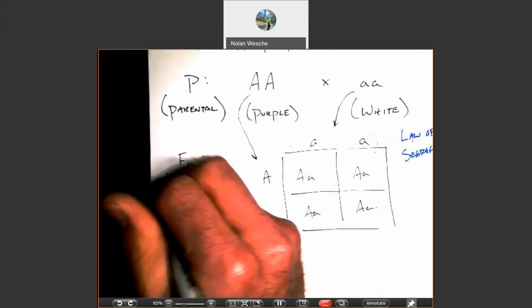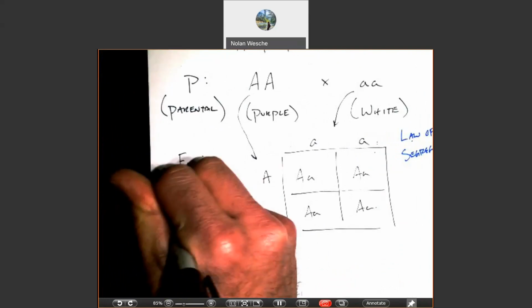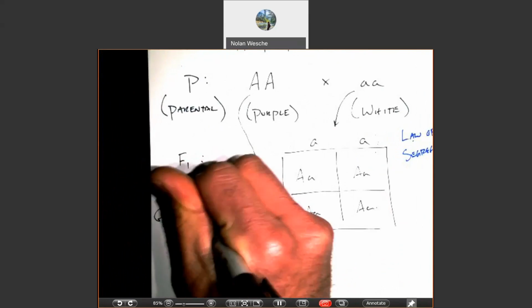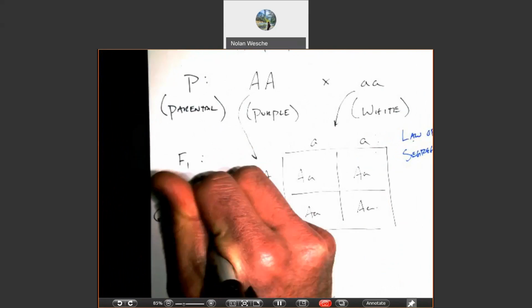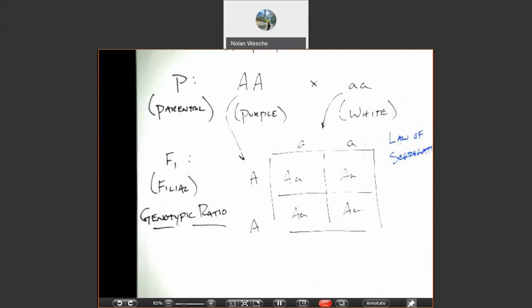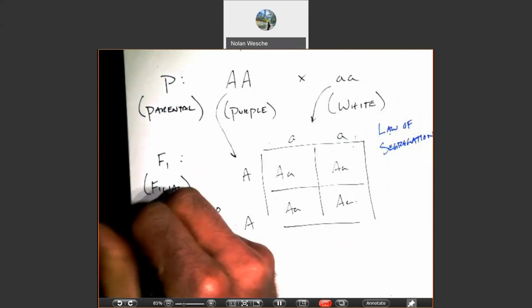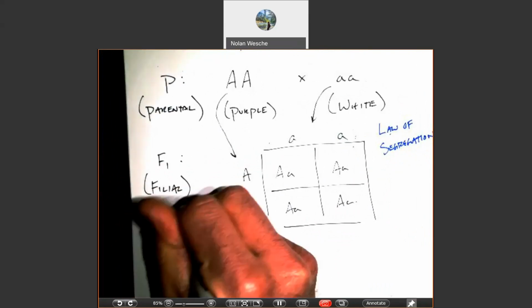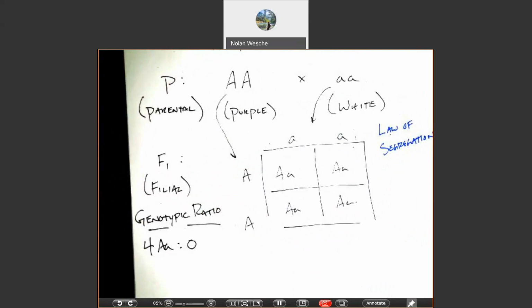So we can create 2 different ratios. We create a genotypic ratio, which is a comparison of the genotypes or the symbols. So we have 1, 2, 3, and 4 big A, little a genotypes, and 0 anything else. So that's our genotypic ratio.